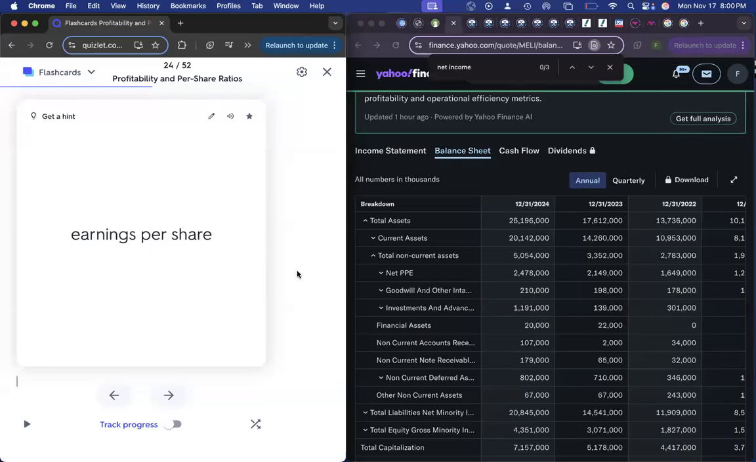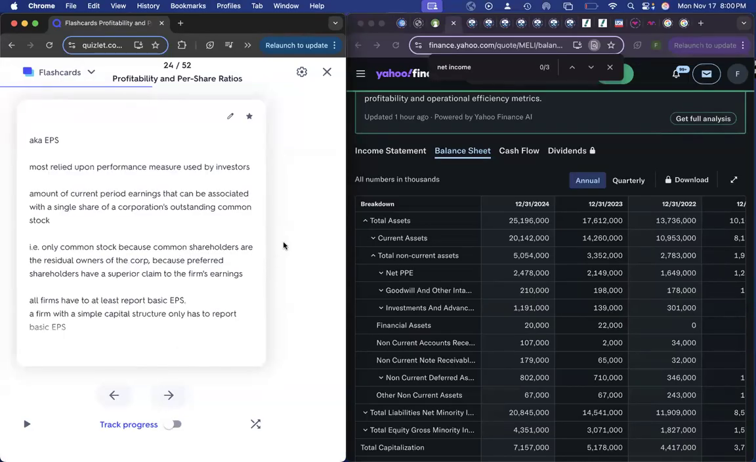Now let's talk about earnings per share, aka EPS. It's commonly thought of as the most relied upon performance measure used by investors, and it's the amount of current period earnings that can be associated with a single share of a corporation's outstanding common stock. And it only uses common stock here because common shareholders are the residual shareholders of the corporation because preferred shareholders have a superior claim to the firm's earnings.